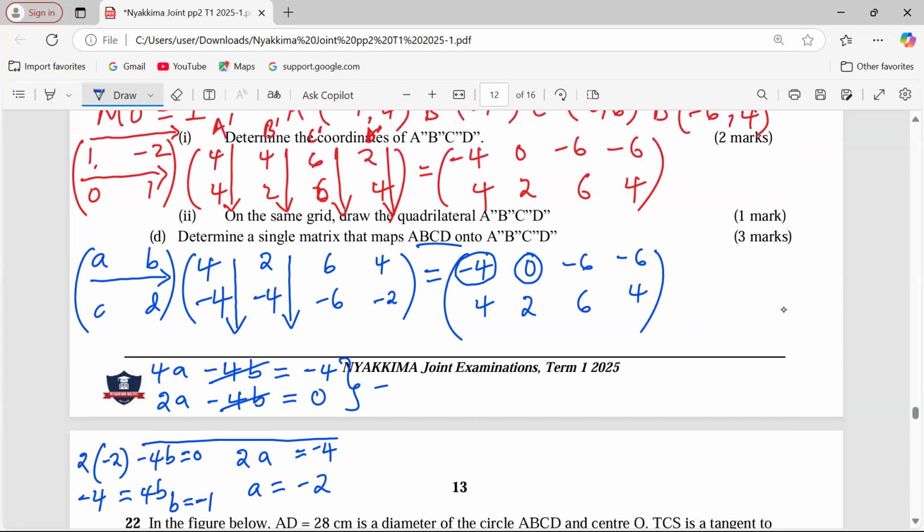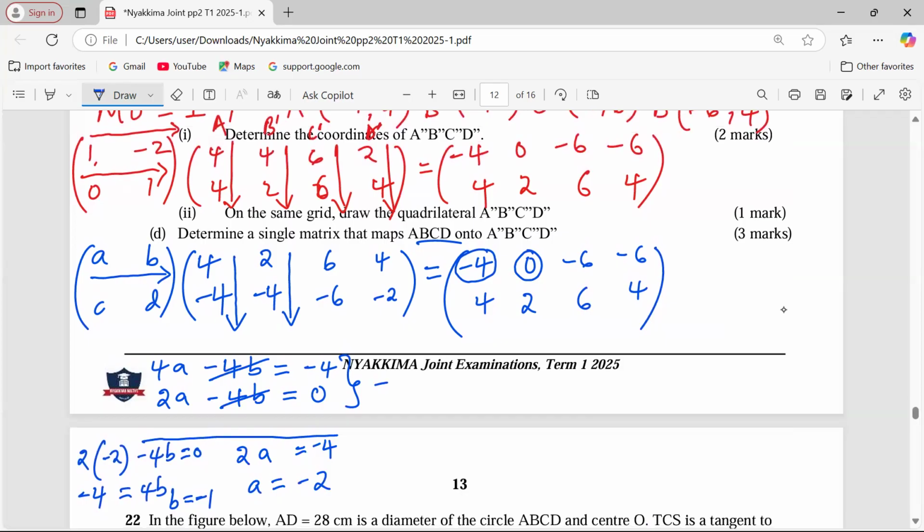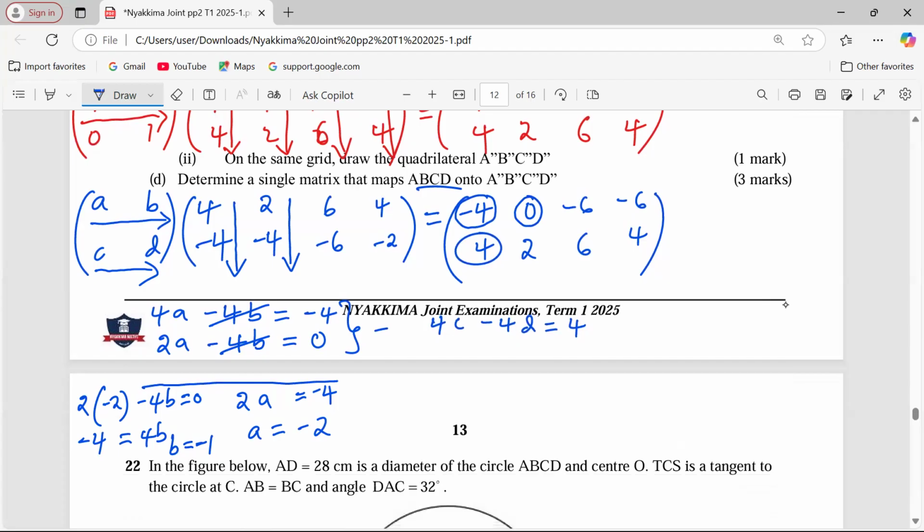Let's pick some other pair of equations so that we may solve them using C and D now. So using this row times the first column, we will have 4C and -4 by D being equal to the first element here, which is a 4. Then we also go by the second row here, C, D, and the second column, -4, where we have 2C minus 4D to give us the next element, which is a 2.